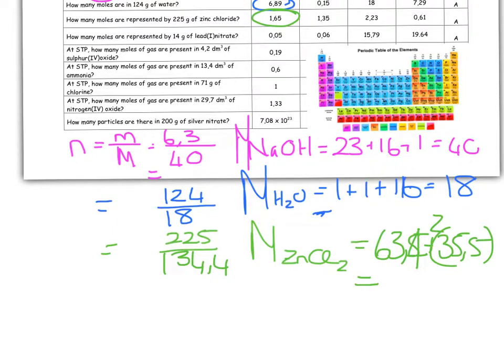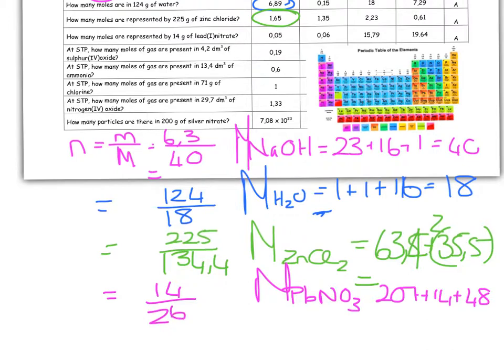How many moles are represented by 14 grams of lead 1 nitrate? So you're going to have to say lead is 207. If it's lead 1 nitrate, you're going to actually just have PbNO3 because it's 1 lead to 1 nitrate, and therefore that's plus 14 and 48. And you land up with the mass that they gave me, 14 divided by 269, and you get 0,05 moles.